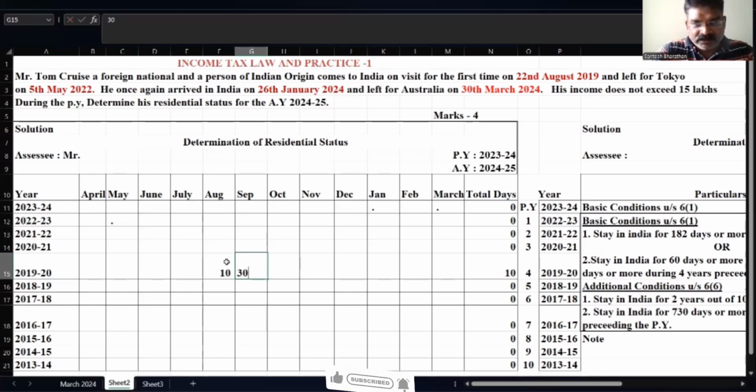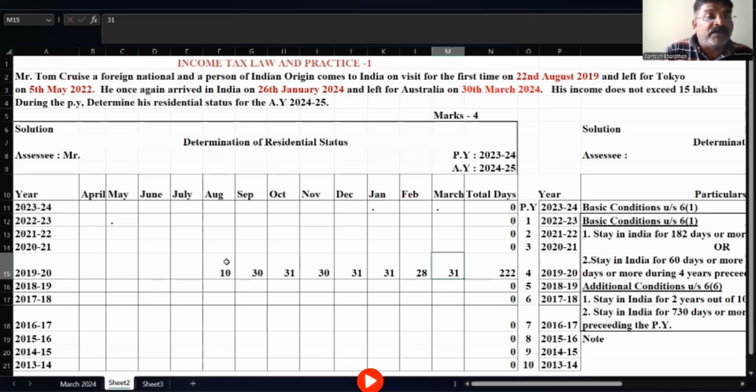September, he was there for 30 days. October, 31 days. November, 30 days. December, 31 days. Jan, 31 days. February, 28. And March, 31 days. So in total, 222 days in that particular year 2019-20. Then he left for Tokyo on 5th May 2022. I'll mark where exactly the date falls: 5th May. So how many days did he stay in that particular month? Only 5 days.